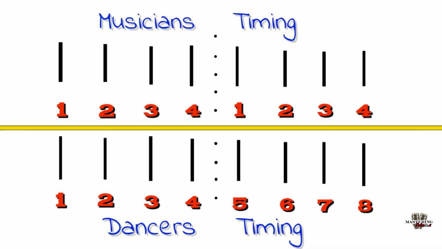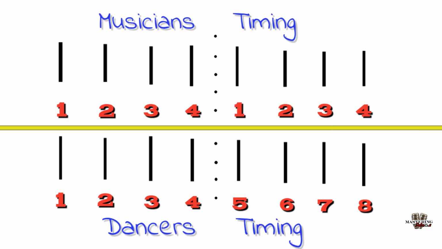So dancers over the years came up with their own timing, okay? So we count timing as 1, 2, 3, 4, 5, 6, 7, 8. So you're going to take 2 musicians' 4 counts to equal one of the dancers' 8 counts, okay? So it looks like this. All right, let's take a look at this chart.